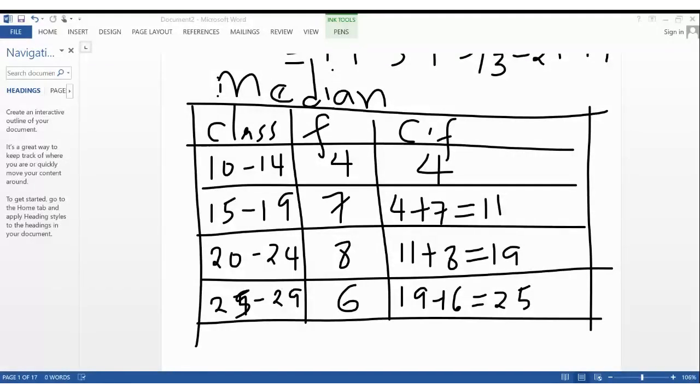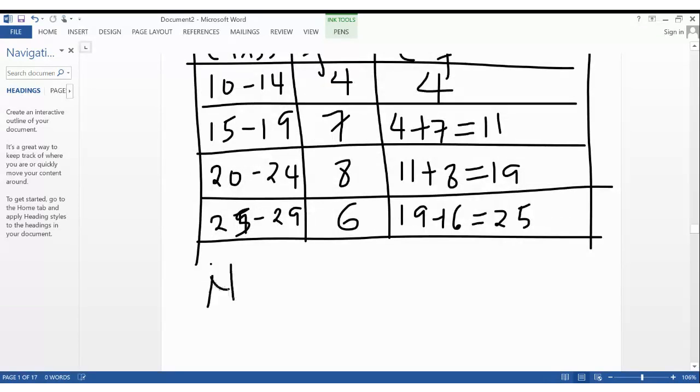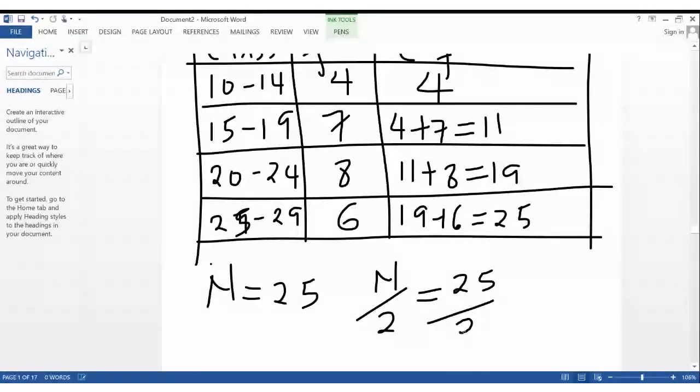Okay, so let's now go back to the formula. First of all, we need the class N over 2, where it is falling. Our total frequency N is 25. So we need N over 2, because remember, the median is the number in the middle. So we shall get 25 over 2. That is 12.5. Now we go to the cumulative frequency and trace where 12.5 is falling.